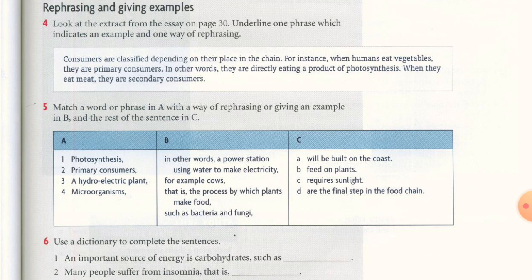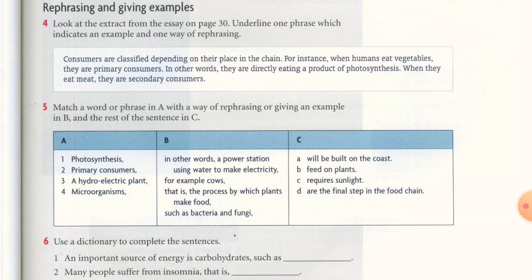Consumers are classified depending on their place in the chain. For instance, underline, for instance, when humans eat vegetables they are primary consumers. In other words, please underline, they are directly eating a product of photosynthesis. When they eat meat, they are secondary consumers.